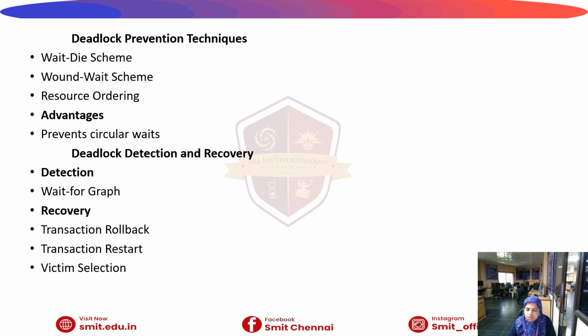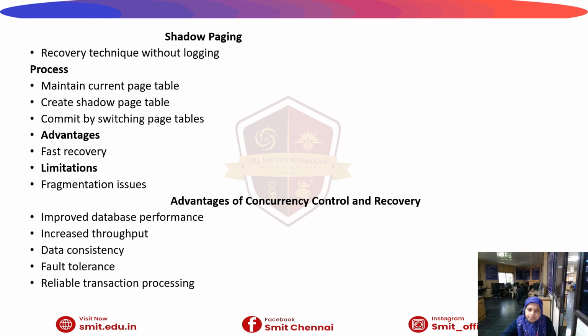Next is deadlock prevention techniques. We have seen wait-die and wound-wait, and what the difference is between these two. Resource ordering is another technique, and the advantage of both is that they prevent circular waits. Next is deadlock detection and recovery. Deadlock detection uses wait-for graphs. Recovery uses transaction rollback, transaction restarts, and victim selection. These are the main deadlock prevention and recovery concepts.